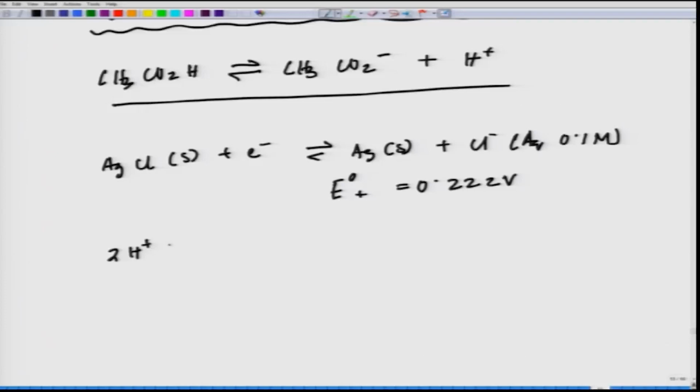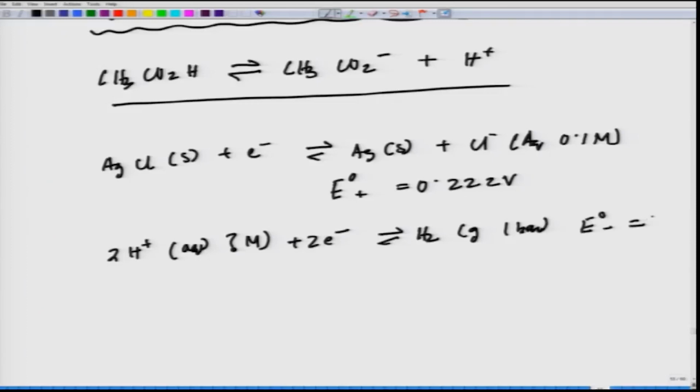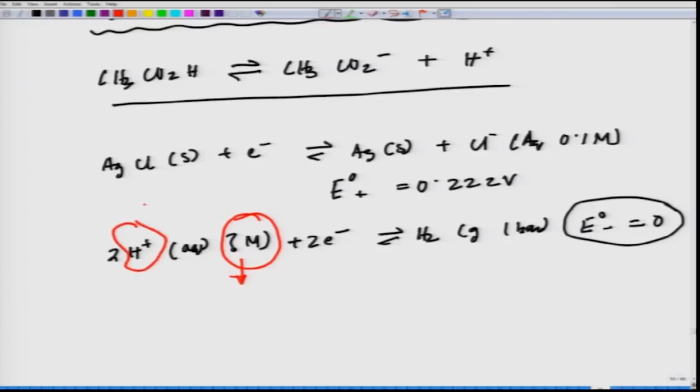2H plus aqueous, we do not know how much is the molarity, plus 2 electron, giving rise to hydrogen gas, 1 bar, and E0 negative is equal to 0. This is what we are assuming. So what we do not know is the concentration of these H plus ions.